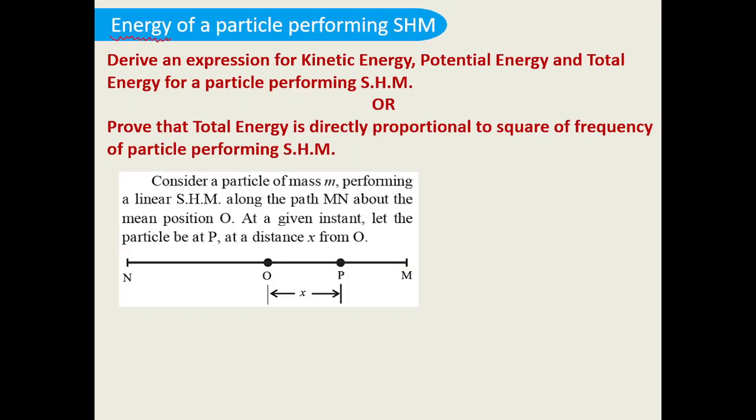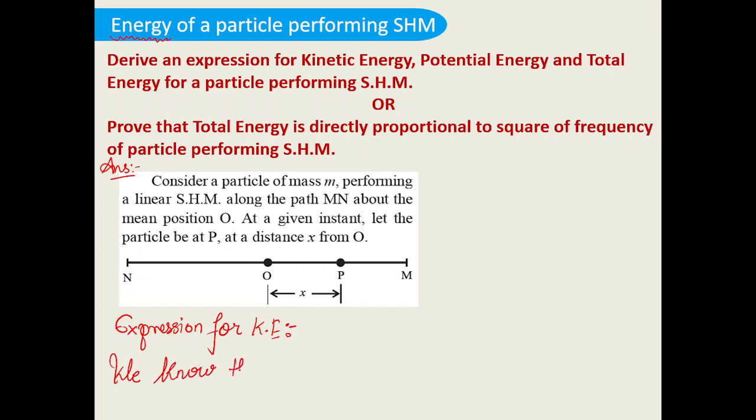In this case, deriving kinetic energy is very simple. I will write the heading like this. From here your actual answer starts. So the answer is: consider the particle performing SHM, and we have to draw the diagram as well. After that we will write the expression for kinetic energy. Kinetic energy is given by the formula half mv square, and what we know is the value of velocity.